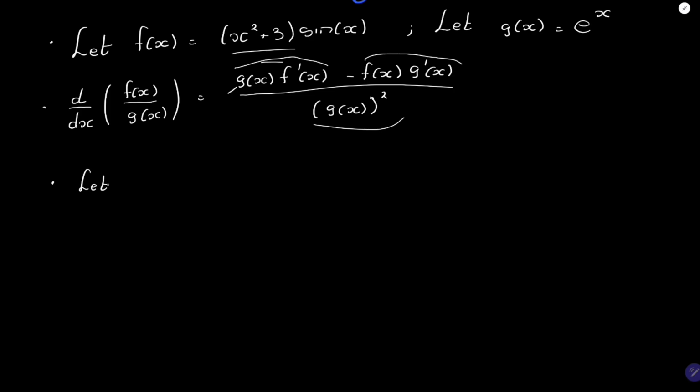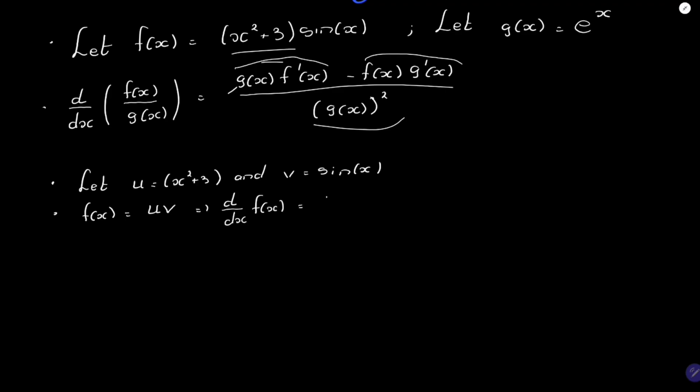we can say let the function u be equal to x squared plus 3 and v be equal to sine of x. Now we notice that f of x can still be represented as uv, which is the product of two functions, and this implies that the differential with respect to x of f of x, which is the differential with respect to x of our product uv, is equal to u dv plus v du, right?